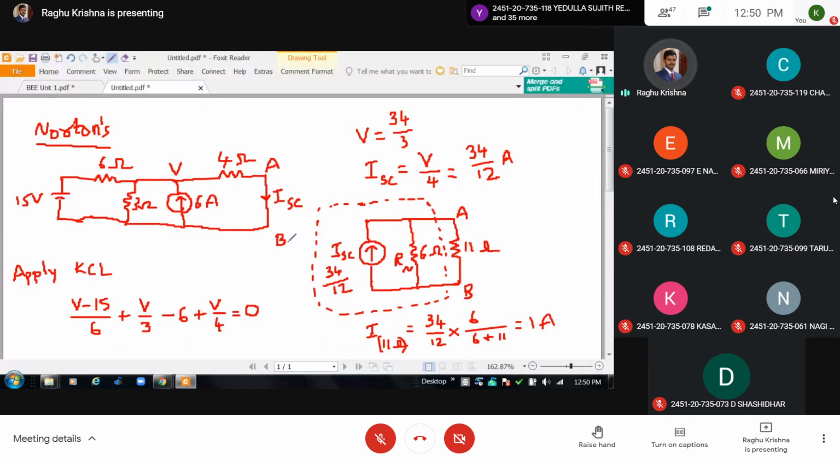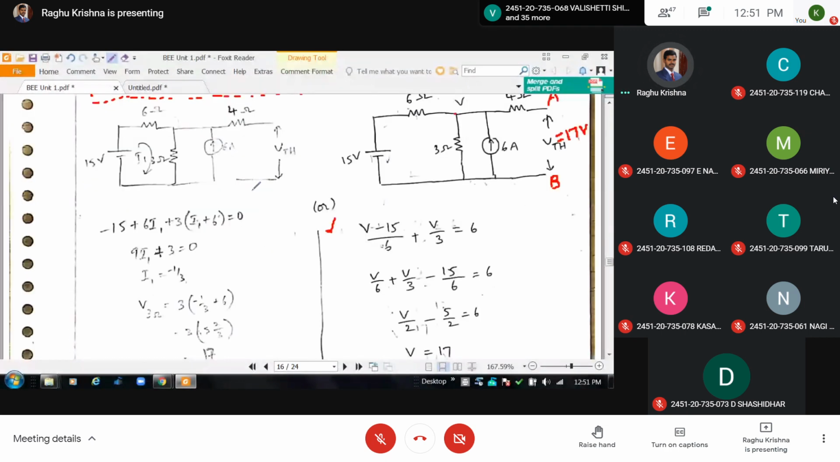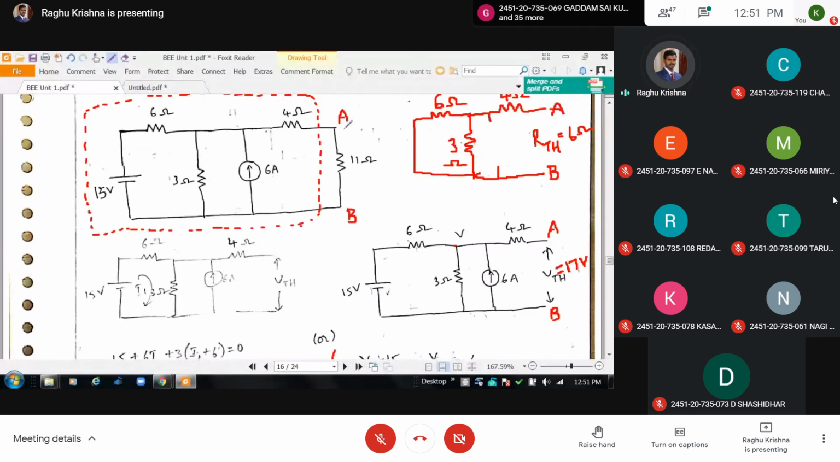A and B are the two terminals. In Thevenin's theorem, we are going to replace the complex network with a simple equivalent circuit consisting of a single voltage source in series with the resistance RTH. Take A and B as the two terminals. On the left side of the A and B terminals, you have this network.